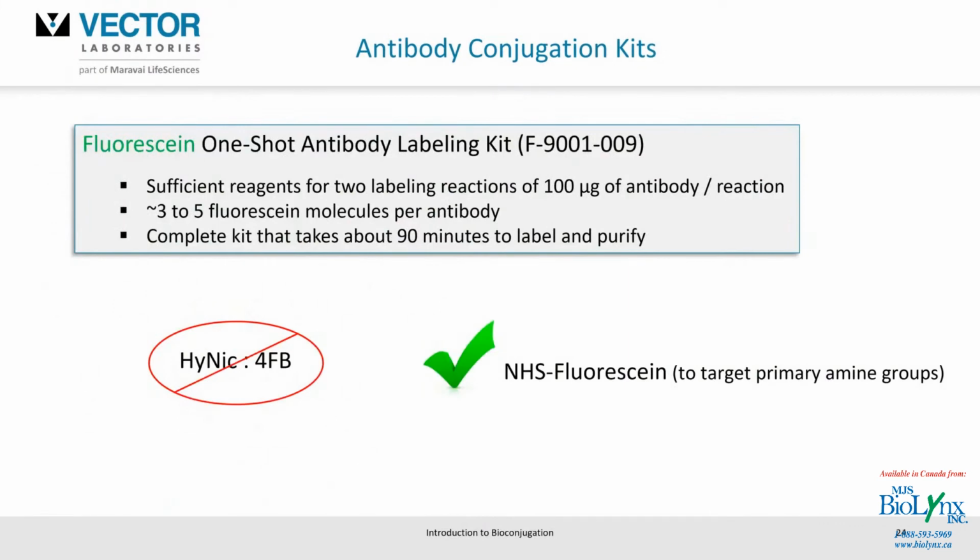The one kit that is a bit of a standout here is the Fluorescein Antibody Kit, and I've got a couple of key points there about it. It actually does not use HiNic and 4FB, so it's a bit of an outlier. It actually uses an NHS fluorescein to perform the conjugation. But nonetheless, this particular kit is a complete kit that enables labeling and purification within about 90 minutes. So that might be of interest to some investigators out there.